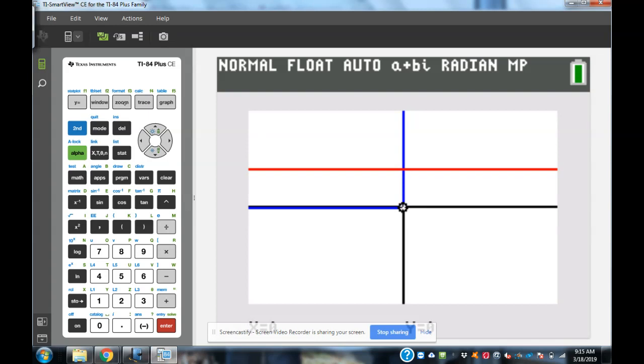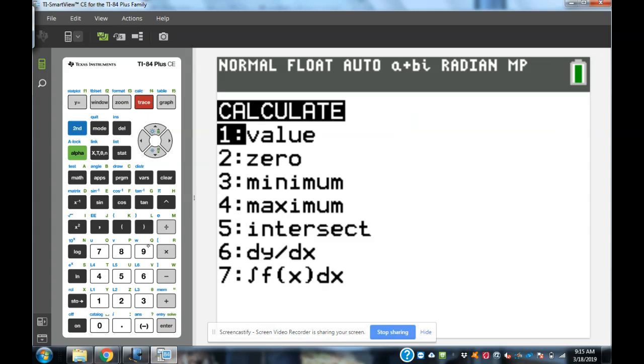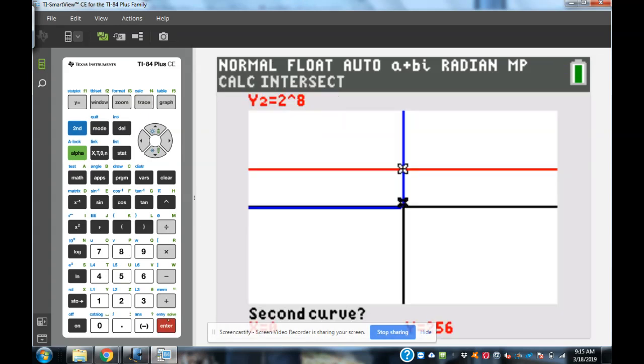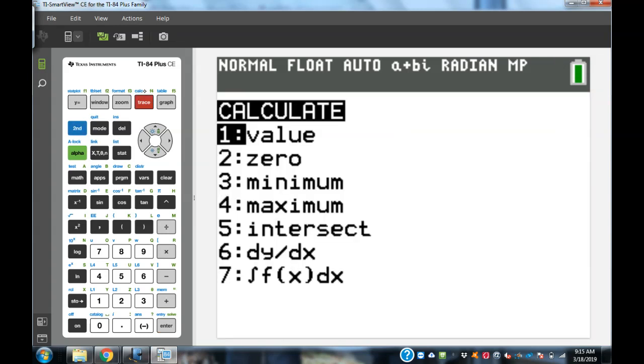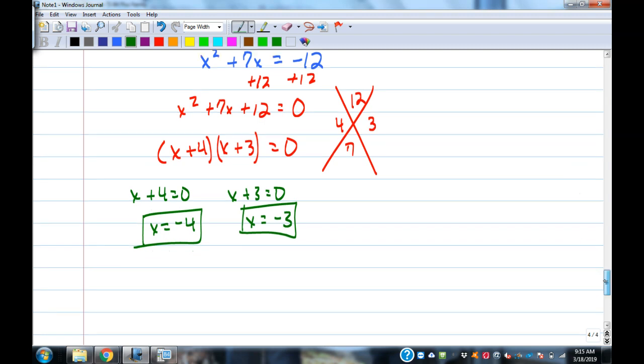How would I find where they cross? Second calc, and then number 5 says intersect. First curve, second curve, and then there's my x value: 3. That's the solution that we found when we solved that equation, right? Now the y value is 256, but that doesn't really matter. That's what 2 to the 8th power is. It's 256, but the x value is the solution to the equation. So on your calculator, you hit second, trace, and then intersection, and then tell it which curves you want. If you had 4 or 5 different ones on there, you could use several of them. First curve and second curve, and then hit enter, and it'll tell you. So it's a really neat tool that's available to you.